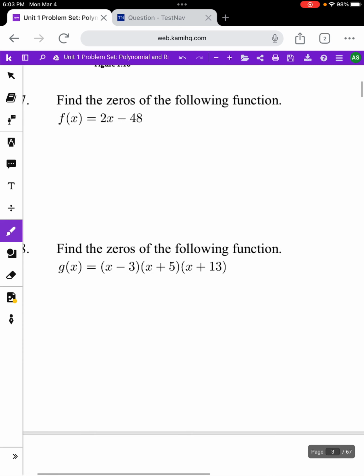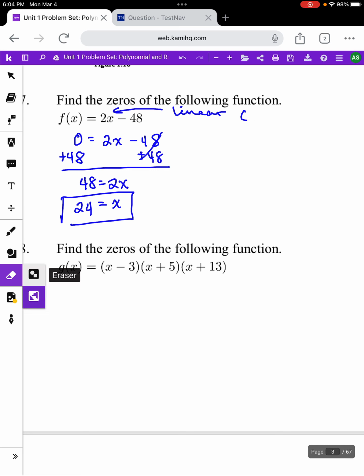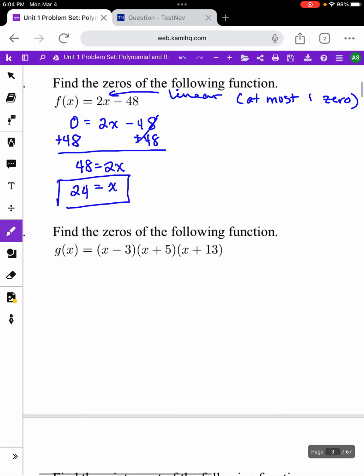Find the zeros of the following function. That's a fancy way for saying solve it. So we're assuming that this is 0. And we want to find out where this equation equals 0. So I'm going to add 48 to both sides. Cancels, 48 equals 2x. X equals 24. This is a linear function, you can tell by the highest power, which means that there's only one 0. Or I should say at most. I shouldn't say only. I should say at most 1 zero. At most 1 zero, because of the fundamental theorem of algebra.